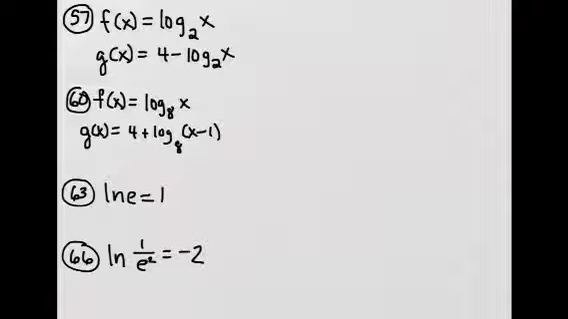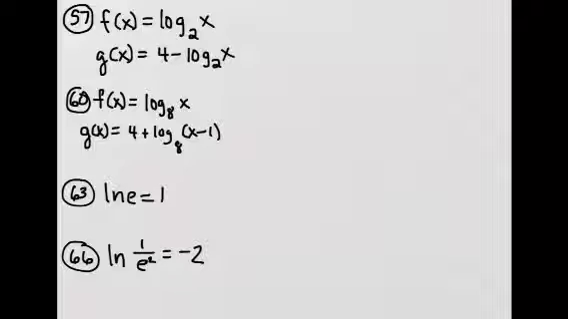Okay, in number 57 and 60, you have to describe the transformation of the function from f of x to g of x. So we have the 4 here, which is your k value. Most times we're used to seeing it over here, plus 4. And then that negative is your a. So negative 1 is a. So the negative tells you that it's reflected over the x-axis.